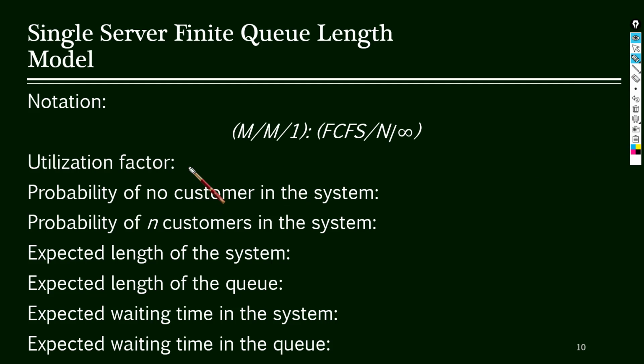Now the utilization factor is similar, rho is equal to lambda upon mu. There is no change in it. Probability of no customer in the system, okay, so the probability that there is no customer in the system, that is P naught, 1 minus rho. Probability of n customers in the system, same, Pn is equal to P naught rho to the power n. Expected length of the system, Ls. Now here there will be a change.